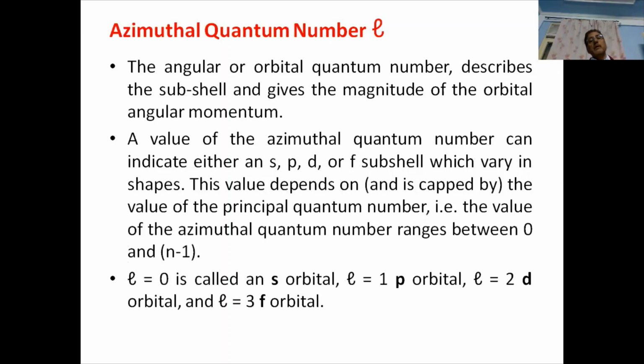Now let us go for understanding what is the azimuthal quantum number l. The angular or orbital quantum number describes the subshell and gives the magnitude of orbital angular momentum. As we all know, the orbital angular momentum L is equal to r cross p, where r is the radius vector and p is the linear momentum. r and p are lying in one plane, then L points perpendicular to that plane.